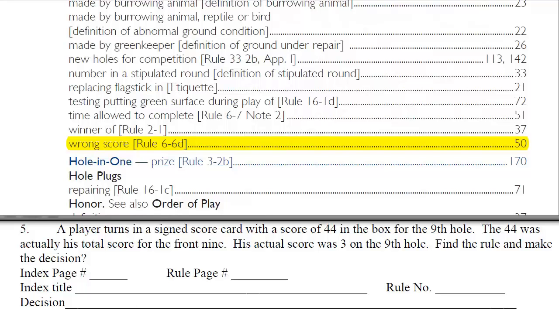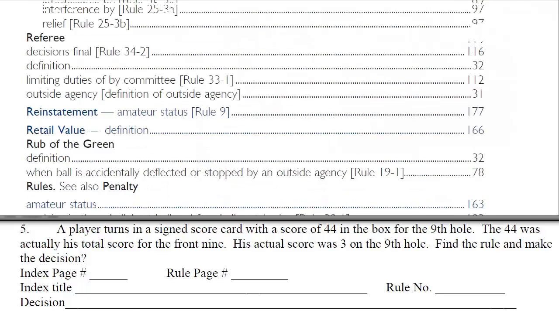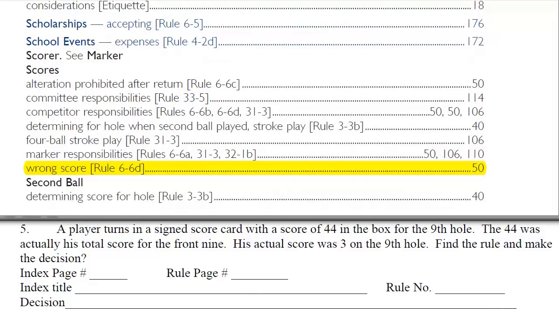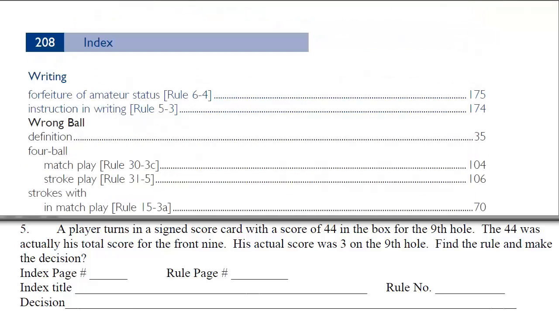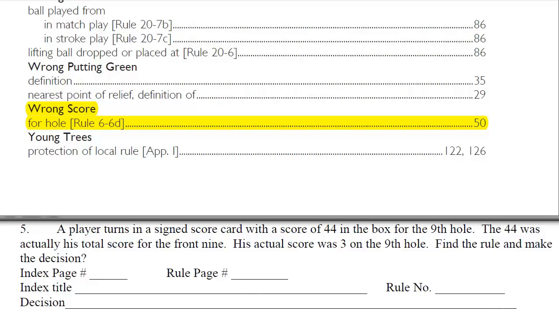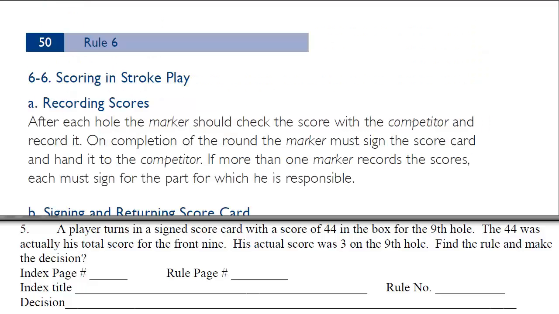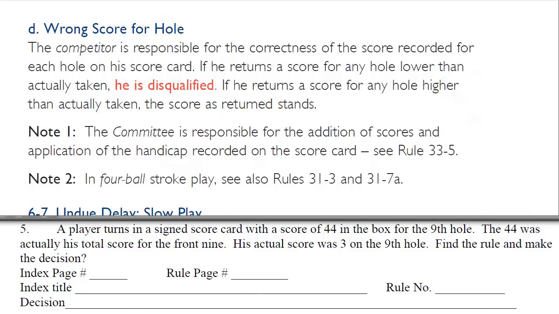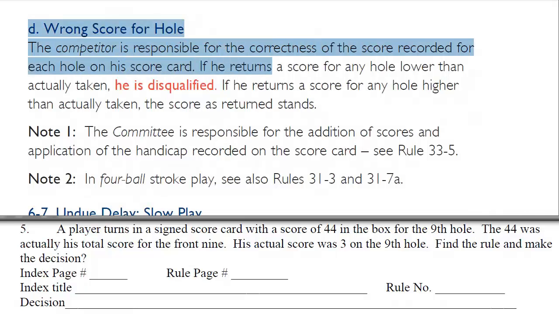We also are going to find this on 202. On page 202, under scores, we have wrong score, and that gets us to the same spot in the rule book. And also under wrong score, all the way in the back. They really like that word wrong in this book. So here we go. We're going to go to page 50 and see what happens here. So it's 6-1D. We only got to read the paragraph on what's involved here.